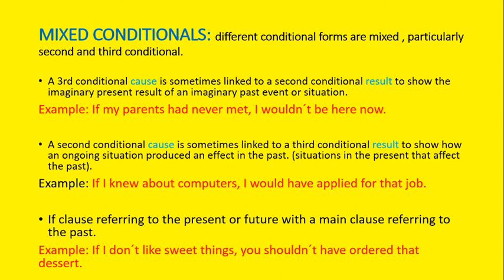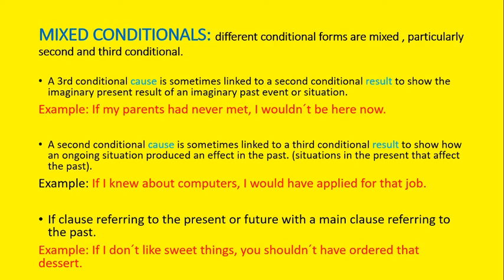Let's move on. A second conditional cause is sometimes linked to a third conditional result to show how an ongoing situation, so a situation that is still going on, that still continues, produces an effect in the past. So situations in the present that affect the past. For example, if I knew about computers, it means that I don't know about computers, I would have applied for that job. It means that I didn't apply for that job.